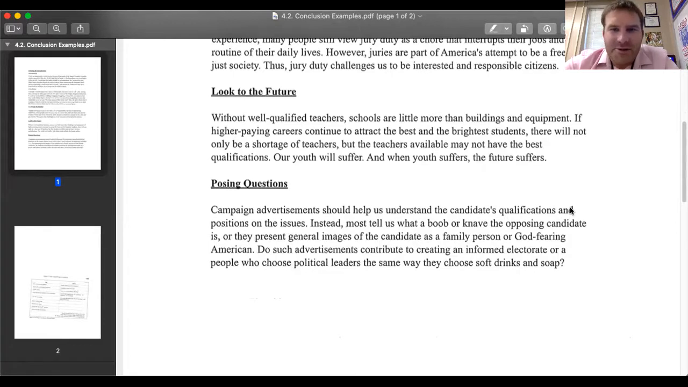Without well-qualified teachers, schools are little more than buildings and equipment. If the higher paying careers continue to attract the best and brightest students, there will not only be a shortage of teachers, but the teachers available may not have the best qualifications. Our youth will suffer, and when our youth suffers, the future suffers.